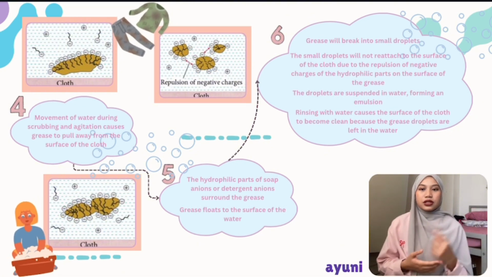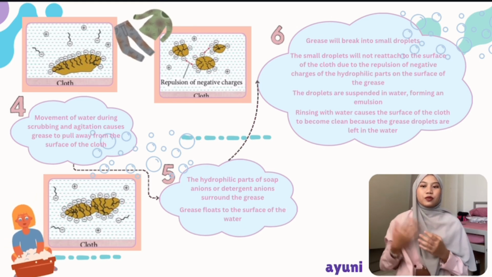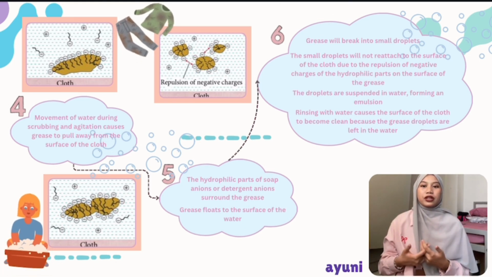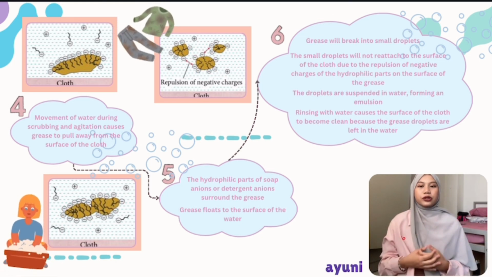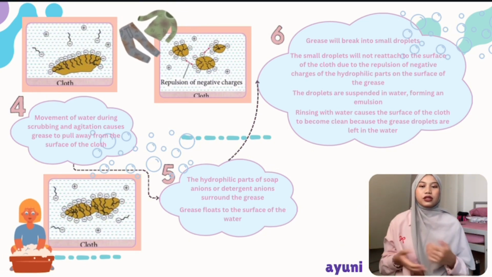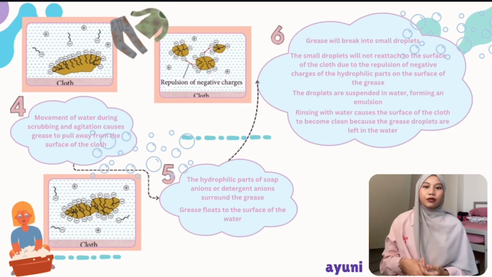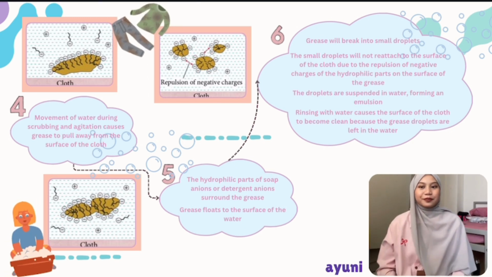Grease floats to the surface of the water. Lastly, grease will break into small droplets. The small droplets will not reattach to the surface of the cloth due to the repulsion of negative charges of the hydrophilic parts on the surface of the grease. The droplets are suspended in water, forming an emulsion.